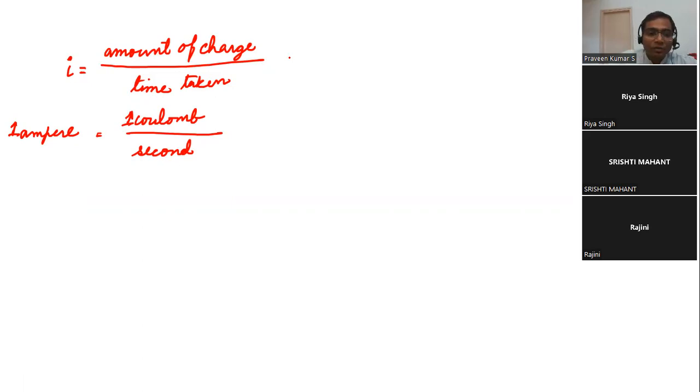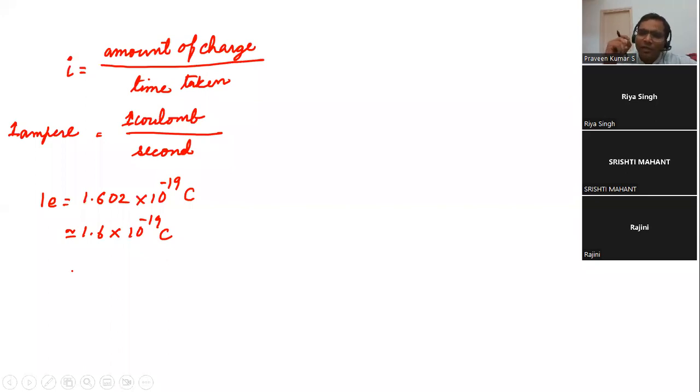Okay. So one electron has a charge of 1.602 × 10^-19 coulomb. So I will approximately take this as 1.6 × 10^-19 coulomb. It's a very, very small charge. The charge of an electron is extremely small, 10 power minus 19.